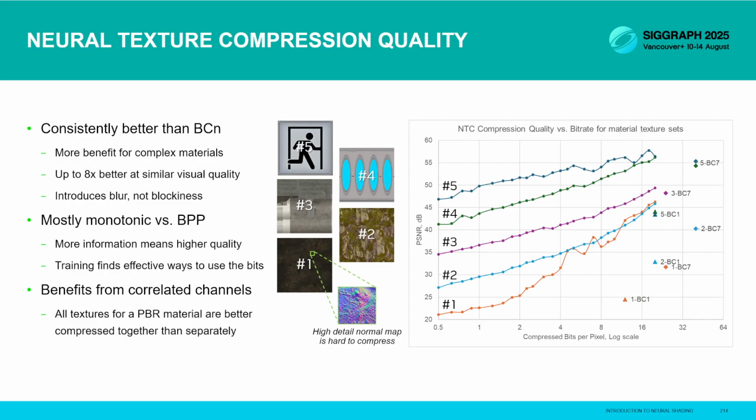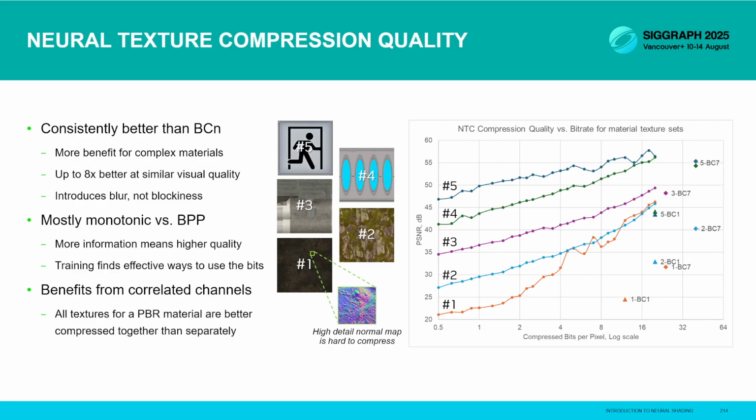Another interesting feature of this plot is that NTC image reconstruction quality is mostly monotonic with respect to the bitrate. This means that even though the latent configurations for adjacent BPP values can be significantly different, the training process finds a way to use the bits efficiently.